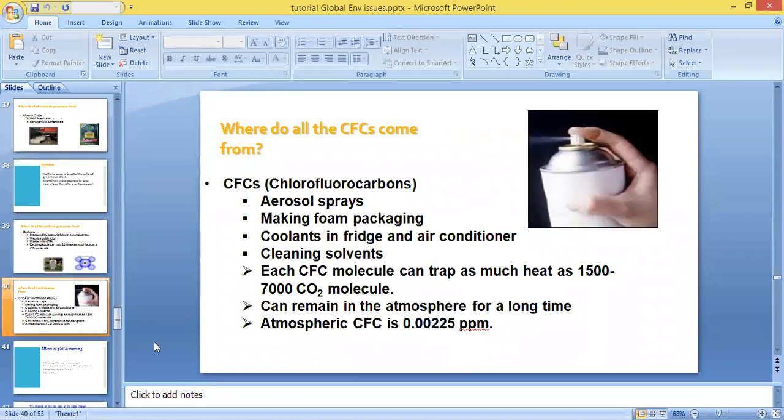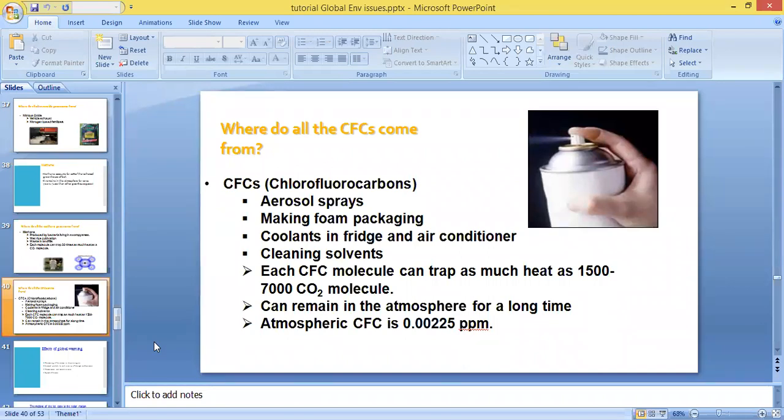Then CFCs, which we already discussed. Where do they come from? They come from aerosol sprays, making foam, packaging, coolants used in fridges and air conditioners, and in solvents. Each CFC molecule can trap as much heat as 1500 to 7000 CO2 molecules. Earlier for methane it was just 20, but each CFC molecule is 1500 to 7000 times as dangerous as CO2. Though it is a very small number in terms of proportion, the impact is significant.